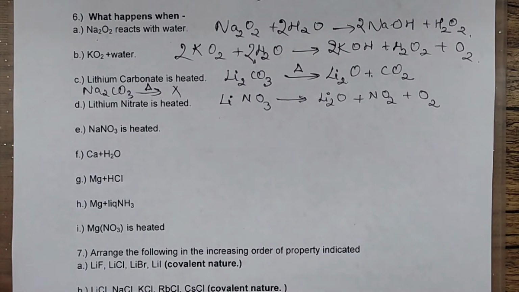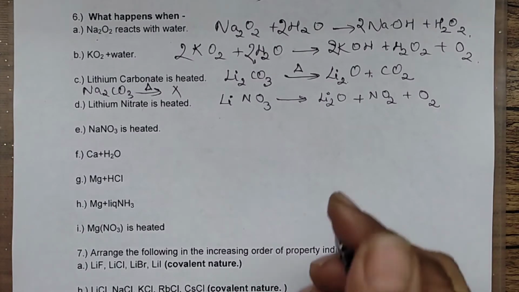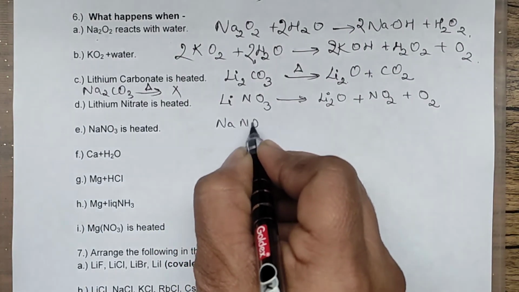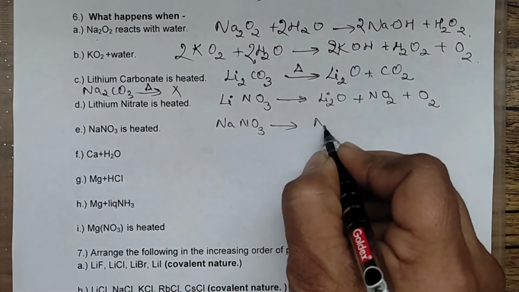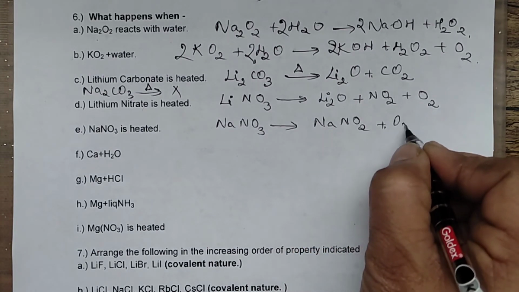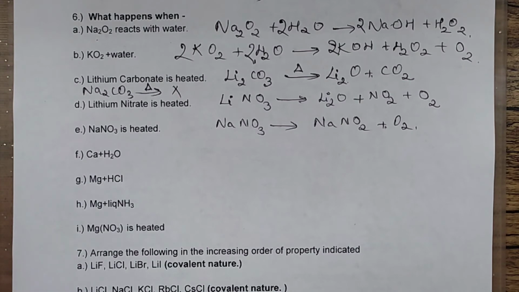Okay, I'm just writing the equations. Balancing you can, I think, do on your own. Sodium nitrate, NaNO3, when it is heated, results in the formation of sodium nitrite plus oxygen gas. It doesn't give reddish brown gas of NO2. So please make note of this.